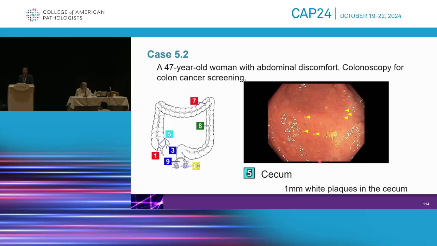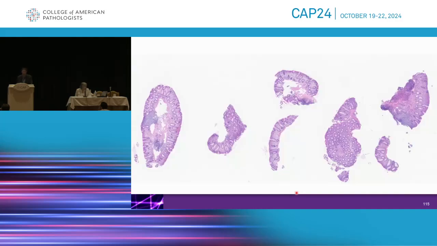For example, in this case, a 47-year-old woman with abdominal discomfort had a colonoscopy for cancer screening. The entire colon is normal. Only in the cecum, they found one white plaque, 1 millimeter small, and it was biopsied. You can see the biopsy from the colon. Essentially, every single piece is normal, except one piece of the colon.